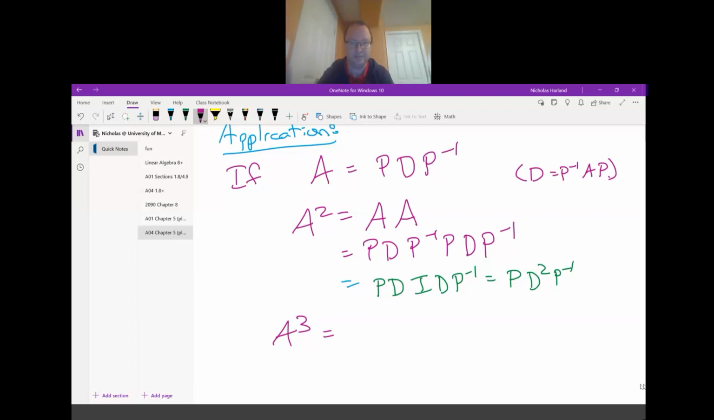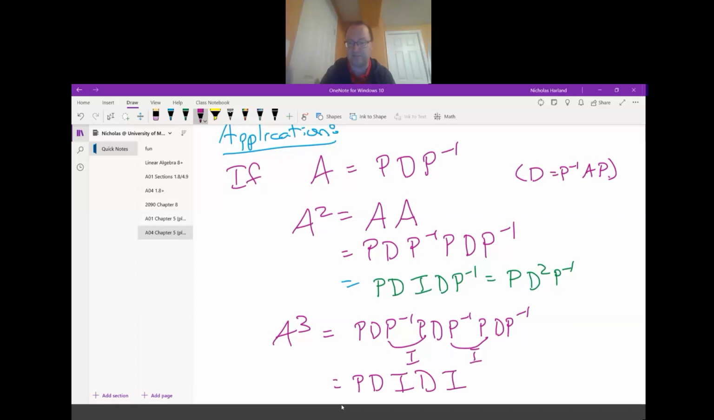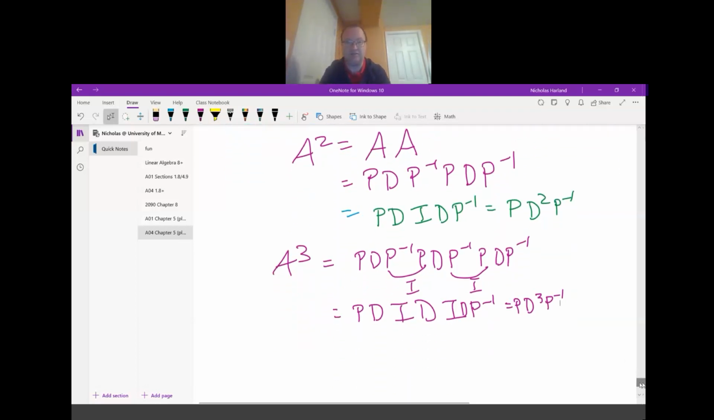So that's going to be PDP inverse, PDP inverse, PDP inverse. So 3 A's multiplied. There's I. There's I. And so it's PDIDIP inverse. Forgot a D. So PD cubed P inverse. Again, complete overkill for cubing a matrix. You would never do this to cube a matrix.